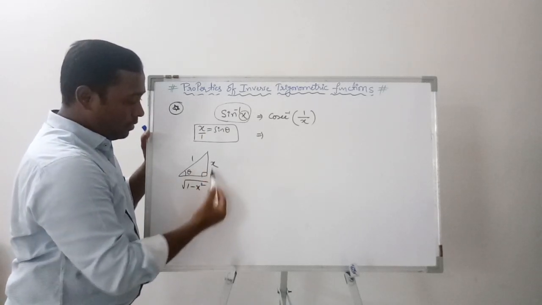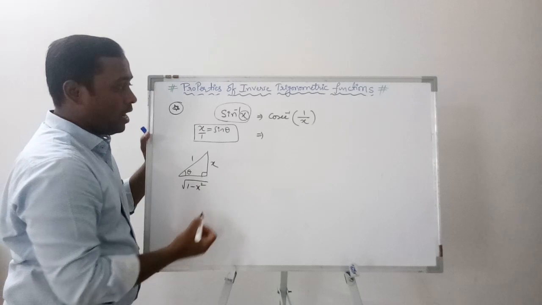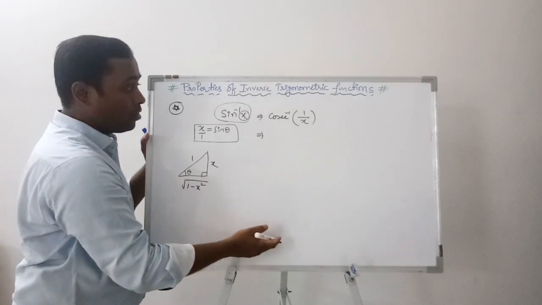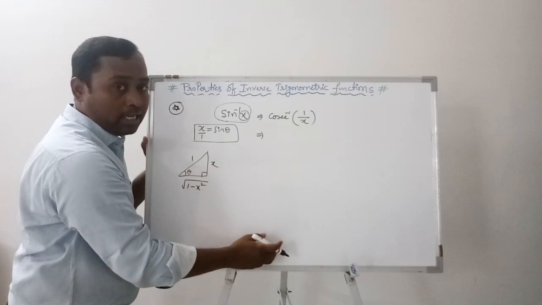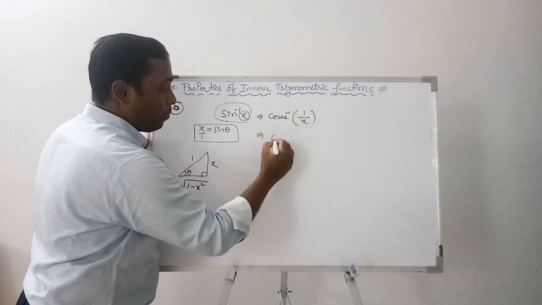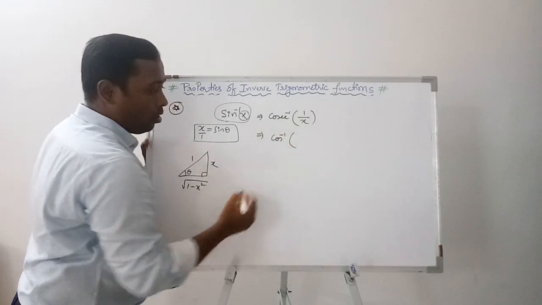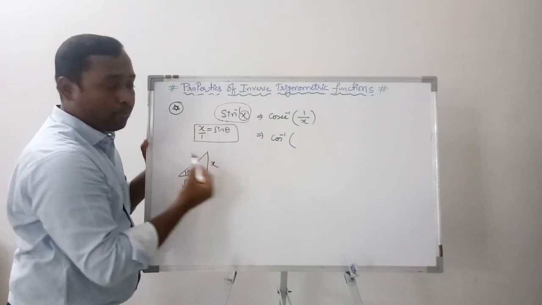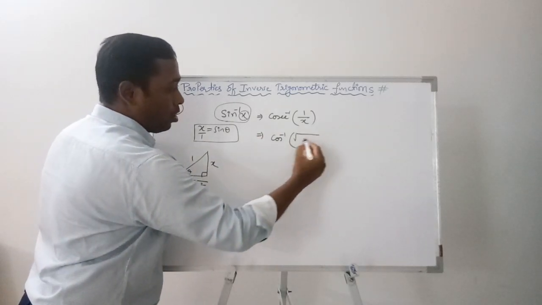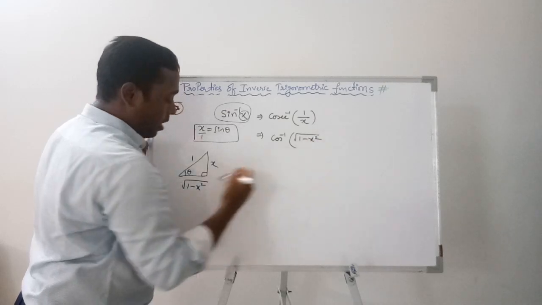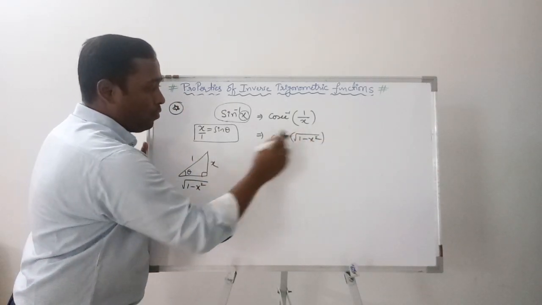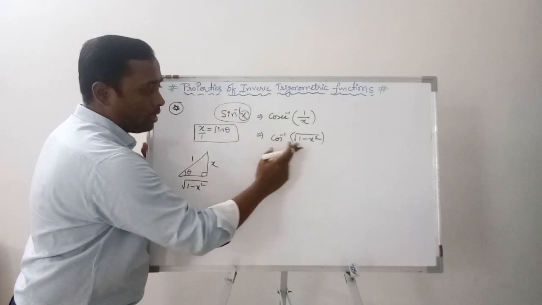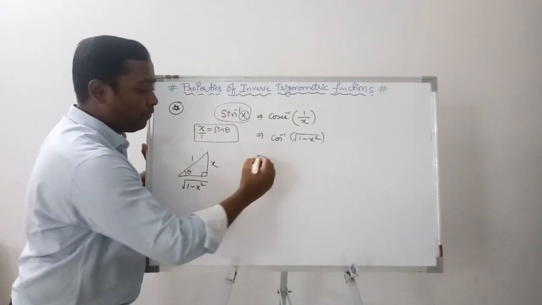Now if I know the 3 sides, I can simply find other t ratios, right? Sine inverse x can be converted into other t ratios. Simply how? Cos inverse of base upon hypotenuse, so under root of 1 minus x square upon 1. Hence sine inverse x can also be written as cos inverse of under root 1 minus x square.